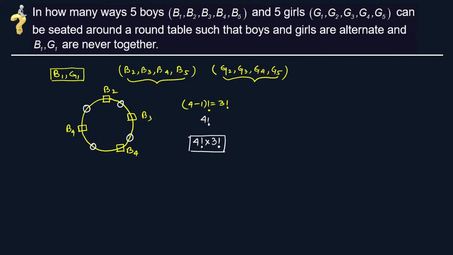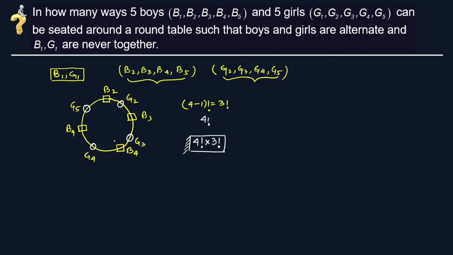Okay, so this is the total number of ways in which B2, B3, B4, B5 and G2, G3, G4, G5 are sitting alternately. Now, let us think about it. Let me just take one case here. Let it be G2, G3. This is one of the arrangements when the girls are seated in these vacant seats.